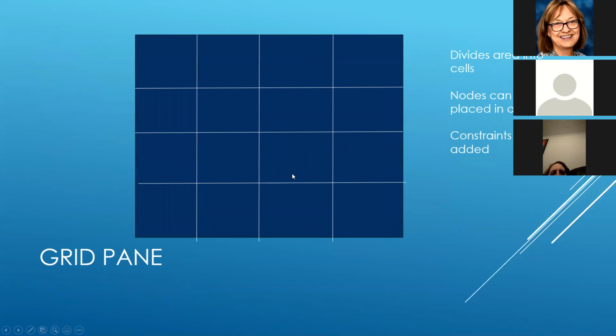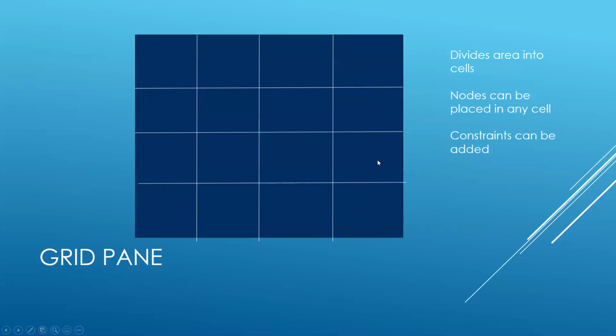This is an example of a grid pane. A grid pane is split into rows and columns. And when I instantiate a grid pane, I can specify how many rows and columns I want or how many cells. Then I can place buttons or images or whatever directly into a cell.